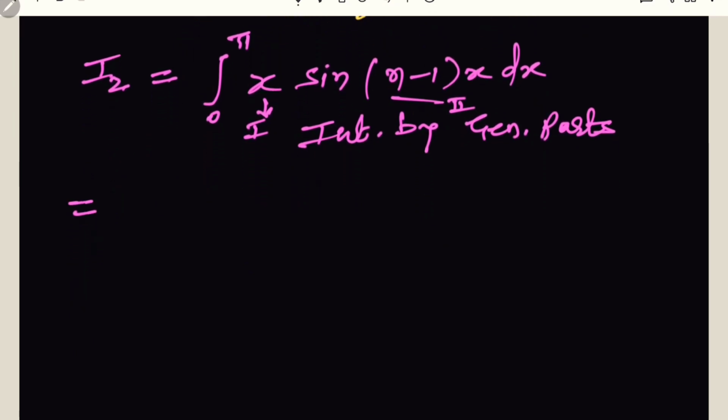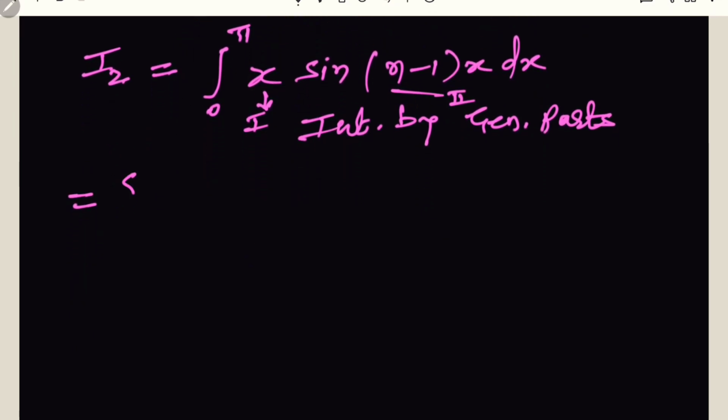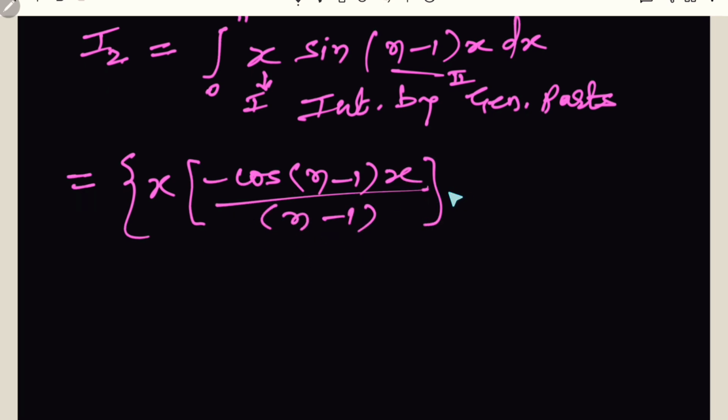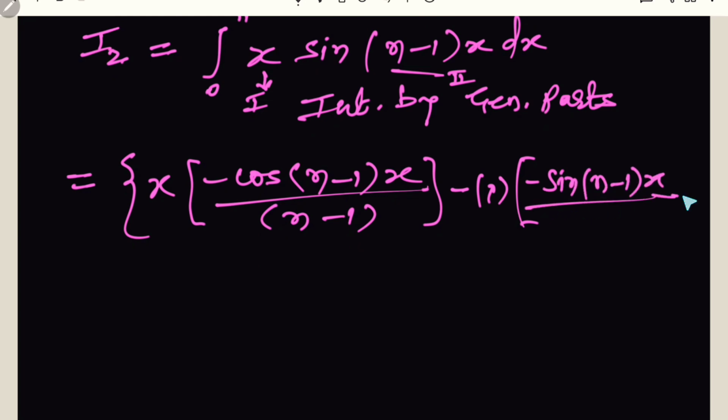Therefore, first term x, integration of sine is minus cos of (n minus 1) times x, whole divided by (n minus 1), minus derivative of x, which is 1. Next, integration of cos is sine, but with that minus sign. Therefore, minus sine of (n minus 1) times x, whole divided by (n minus 1) whole square. Next derivative is 0, we stop here, and limit from 0 to pi.